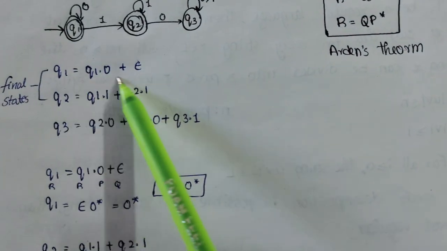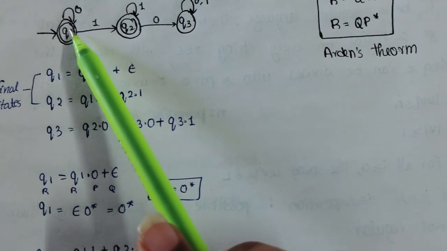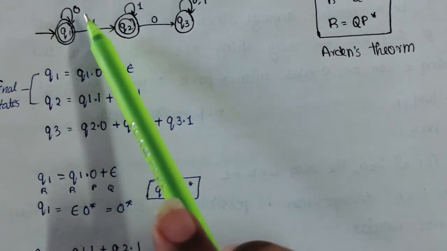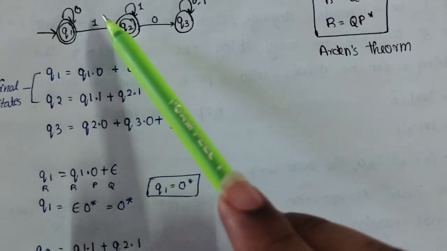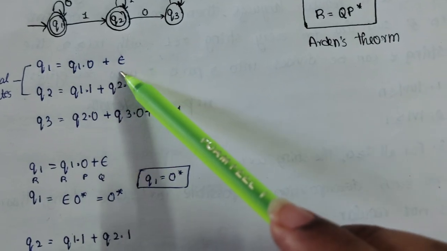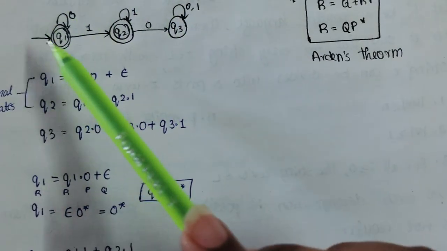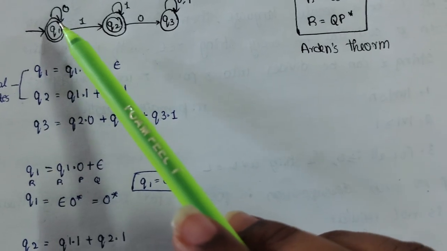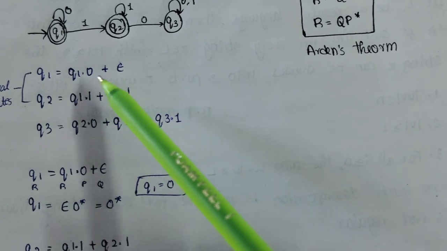Here we write these equations according to the incoming states. For Q1, what are the incoming states? On 1 it goes to Q2, but that is an outgoing transition. Incoming means the arrow should point to that state. Q1 on 0 is pointing to Q1, right? Are any other states pointing to Q1? No, only Q1 on 0. So Q1 = Q1.0 + epsilon. We write this plus epsilon for the initial state. What is the initial state over here? Q1. This is both a final state and an initial state, because it has an incoming arrow. So Q1 = Q1.0 + epsilon.